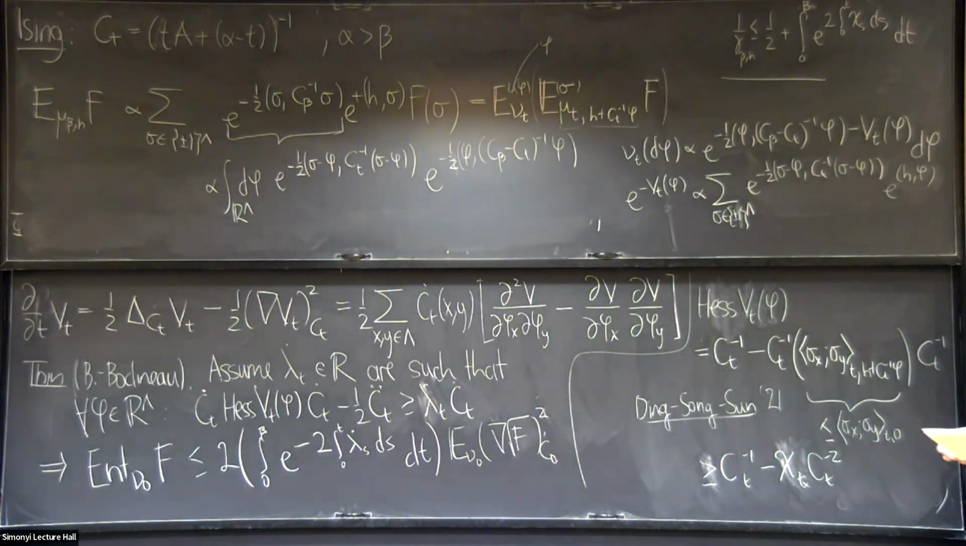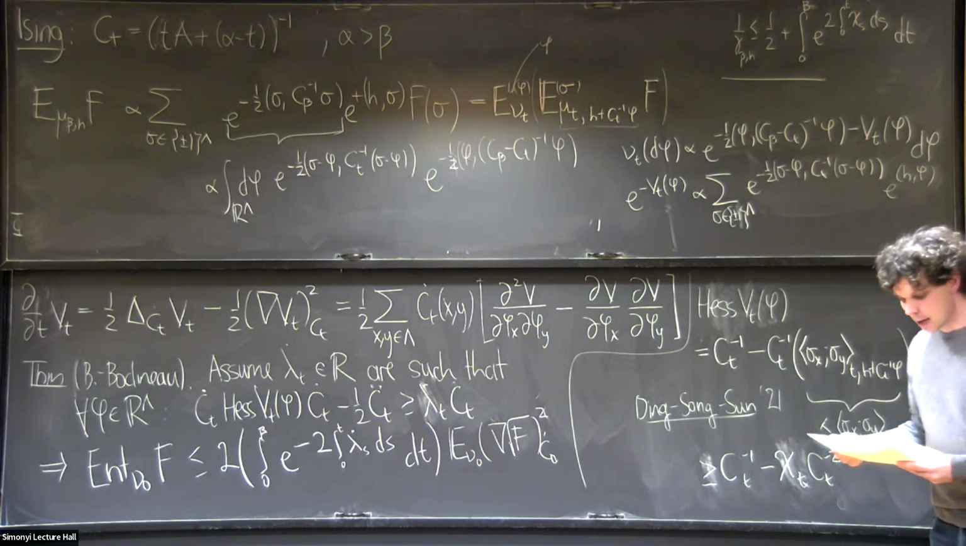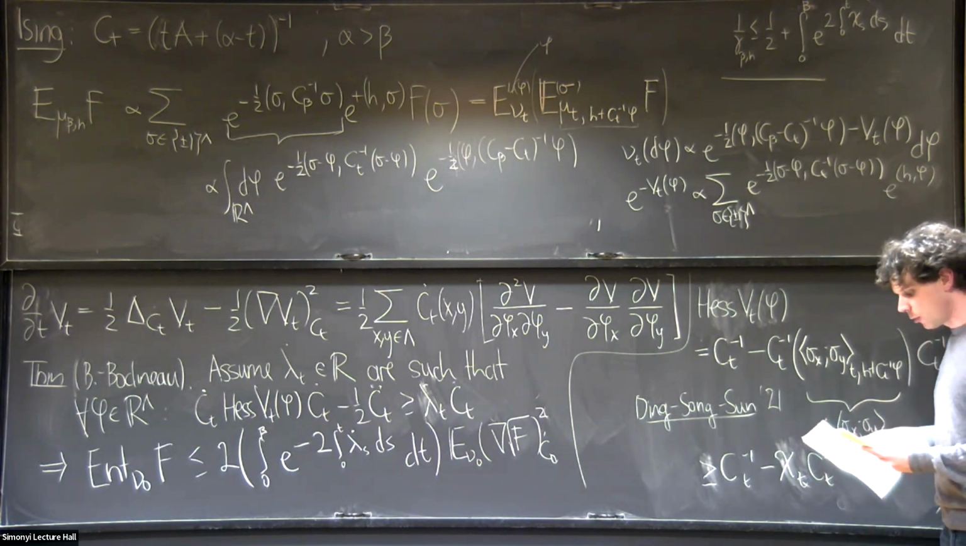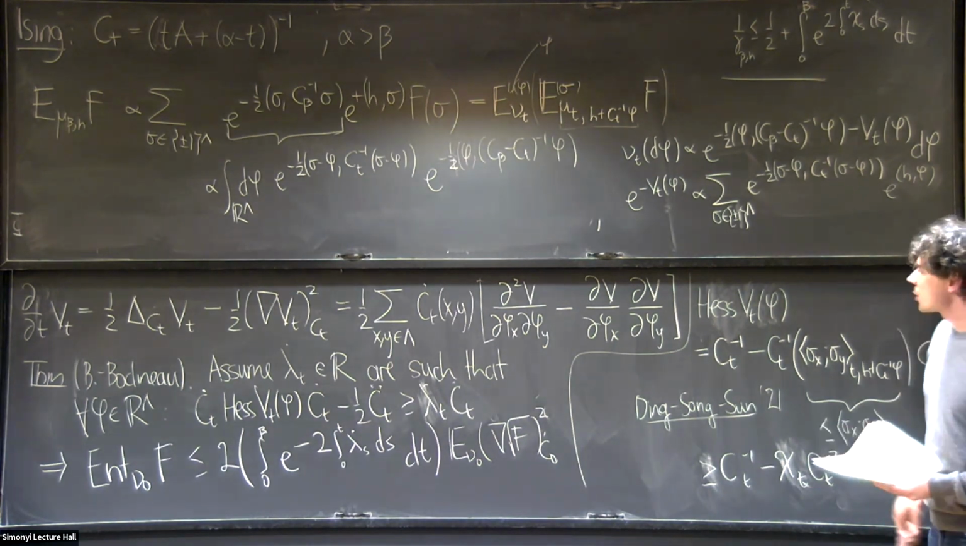And so this is basically the proof for the Ising model. I'm not going to write down the remaining details because my time is up. Let me just say two words about the phi-4 case. We have a similar condition.